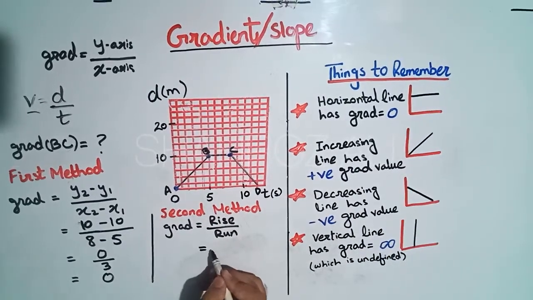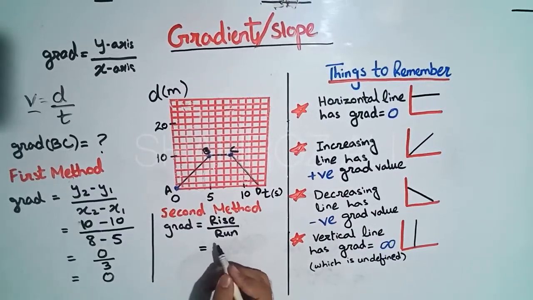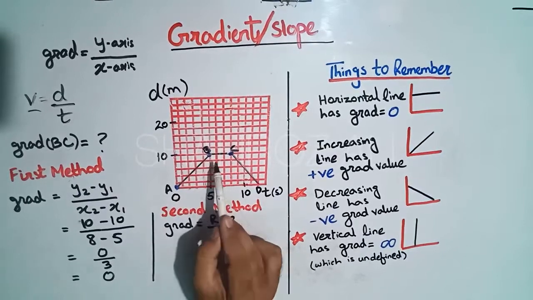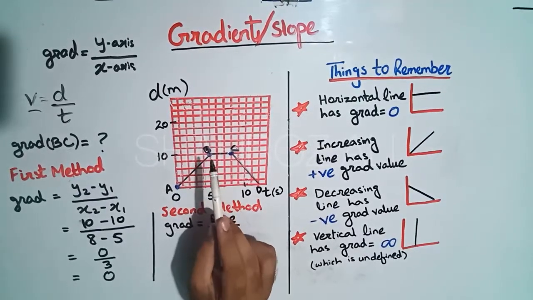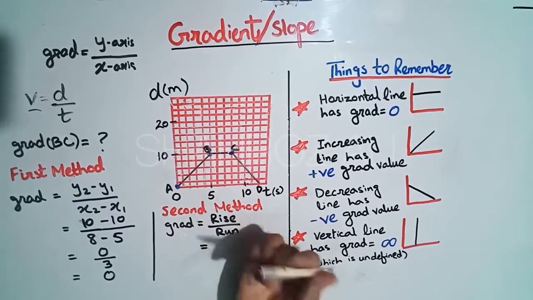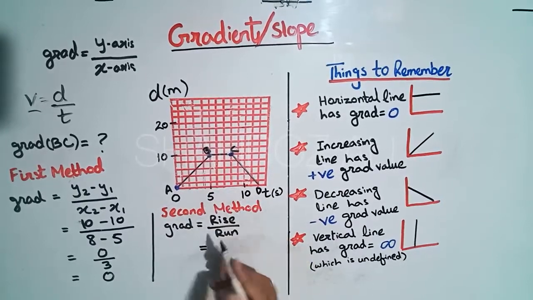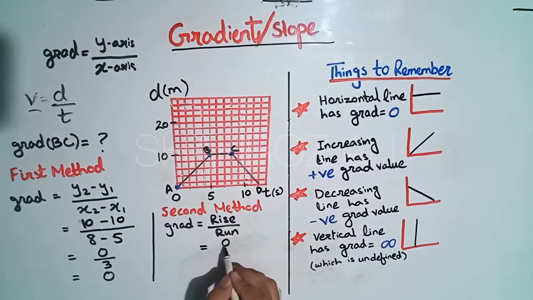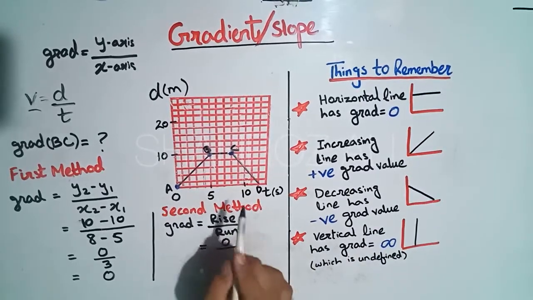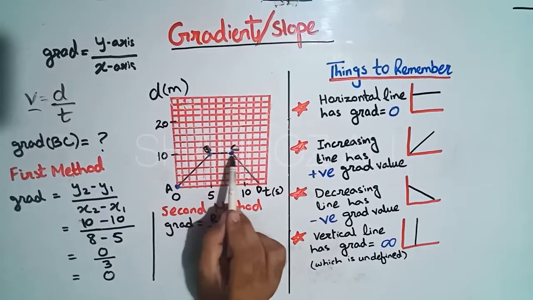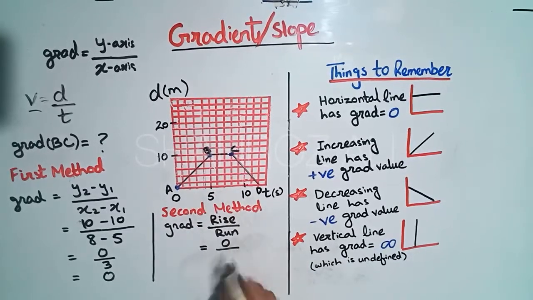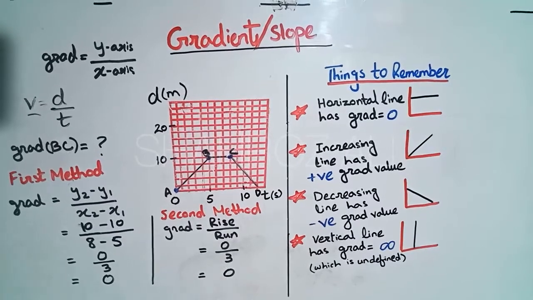If you want to apply the second method, can you tell me, is there any rise in this line? Rise means the value is increasing or not. No, there is no rise, so you write 0 in the place of the rise. For the run, from the first point to the second point, 1 2 3, there are 3 lines, so you simply write 0. In both cases the gradient will be 0.